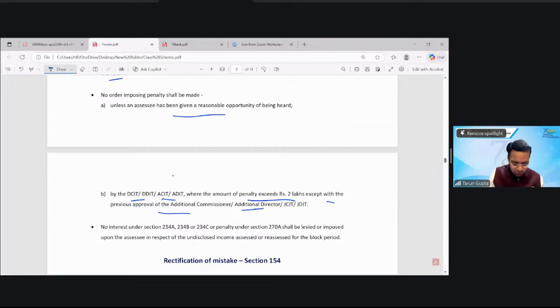No interest under section 234A, B, C or penalty under section 278 shall be levied or imposed upon the assessee in respect of undisclosed income, assessed or reassessed. So these are normal provisions of interest and penalty. They are not applicable in case of such. In case of such, the penalty and interest are provided under chapter 14B. Okay.